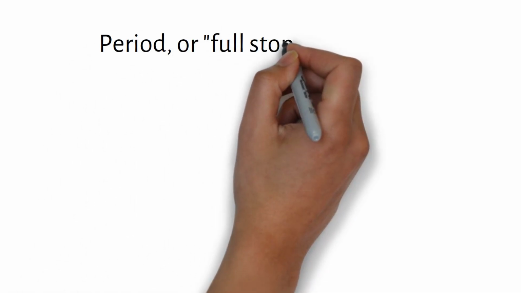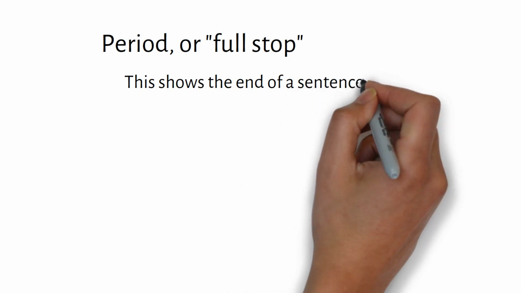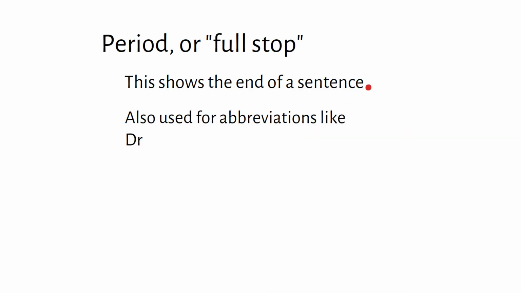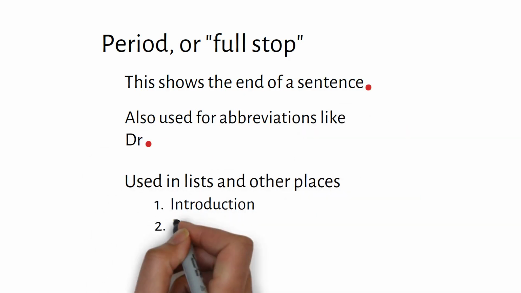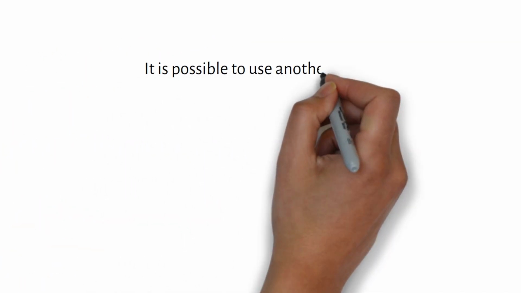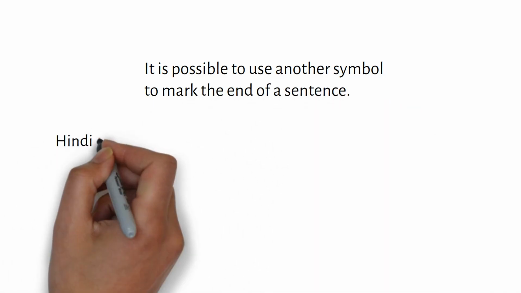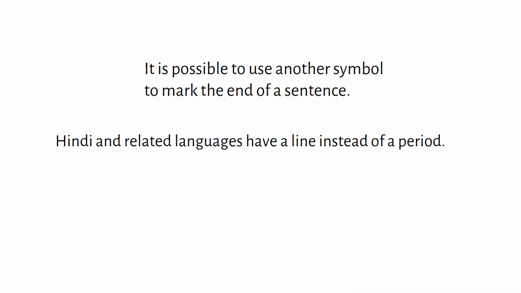Right. We'll begin with the period or full stop. This most often shows the end of a sentence. It is also used for abbreviations like doctor and in lists and other things. It's possible to use another symbol to mark the end of a sentence. Hindi and related languages have a vertical line instead of a period. They call this the stick.